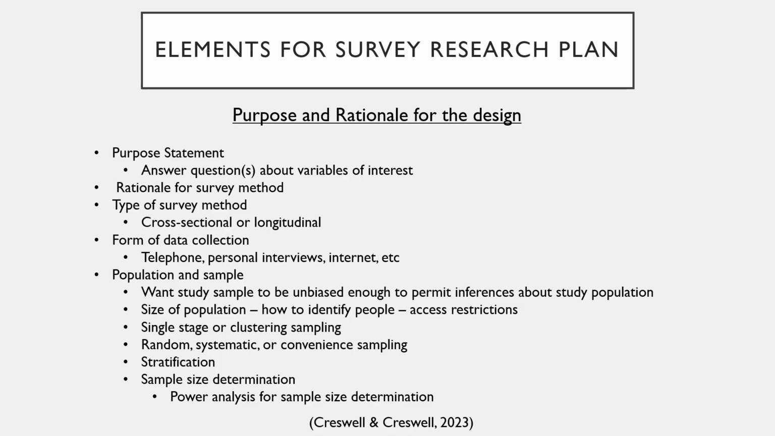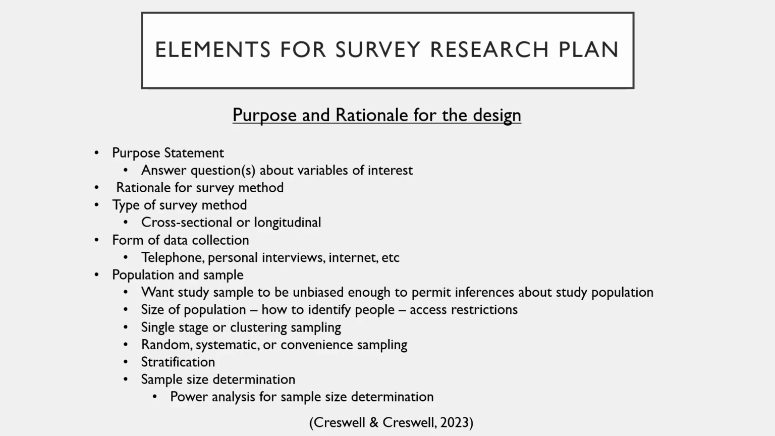And then you want to talk about the size of the population, how you're going to identify the people you're going to give the survey to, and then this brings up access restrictions. So you need to notate if there are any restrictions on how you're going to get people to answer the survey. You want to notate if it's single stage or cluster sampling. So single stage means that you know the people and you can sample them directly.